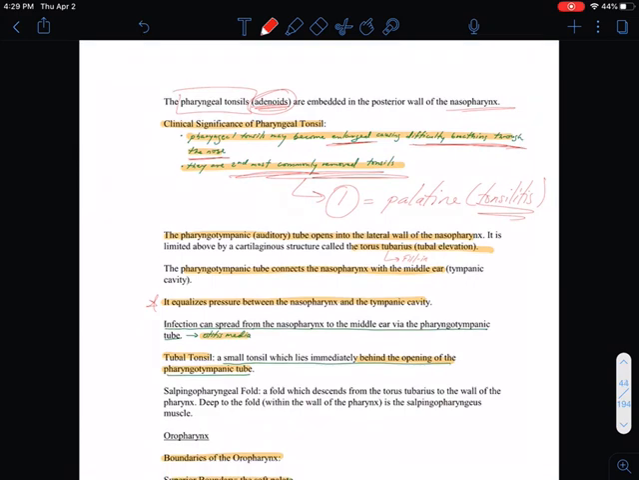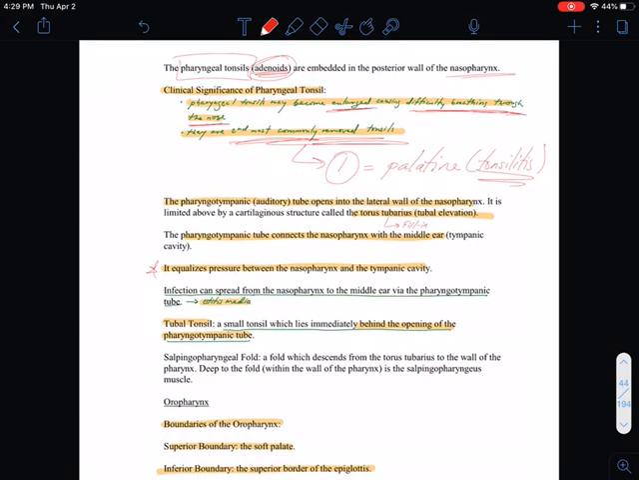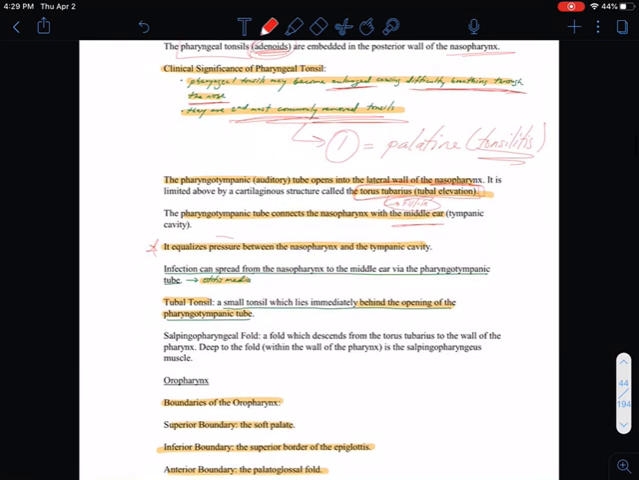Next we have our pharyngotympanic tube, or auditory tube, in the lateral wall of the nasopharynx, and it is limited above by a cartilaginous structure known as the torus tubarius. Know that word. Torus tubarius is what limits our pharyngotympanic tube. Possible fill-in. That tube also will connect the nasopharynx with the middle ear. It's what is equalizing pressure between the nasopharynx and tympanic cavity.